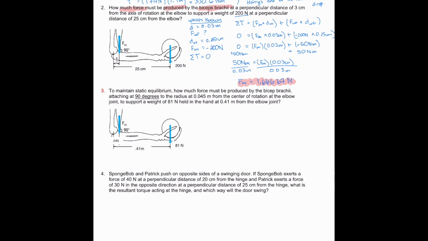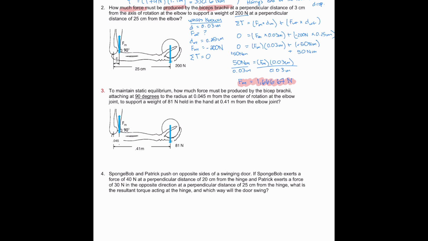This one's asking us to maintain a static equilibrium. How much force must be produced by the biceps brachii attaching at 90 degrees to the radius of 0.045 meters from the center of rotation at the elbow joint to support a weight of 81 newtons held at the hand at 0.41 meters from the elbow joint? So don't freak out, this is just the exact same process as question number 2. The only difference is the wording, as you can see here.